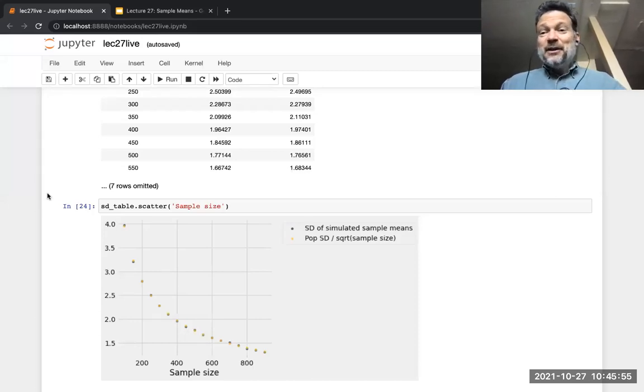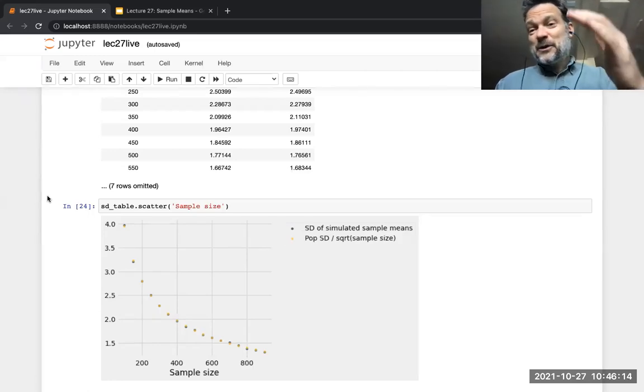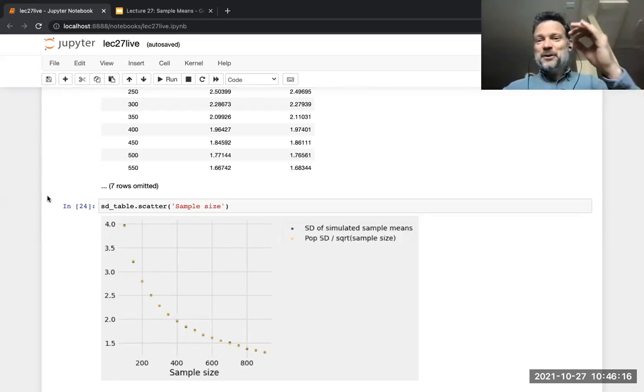You're absolutely right. You notice that this formula requires you to know the population SD. This is a great point. If you don't know the population SD, how do you use this formula? Well, the short answer is, oh, you can't. But there's a longer answer. And you're absolutely right. Your questions are so spot on.